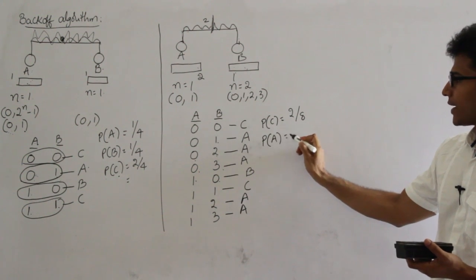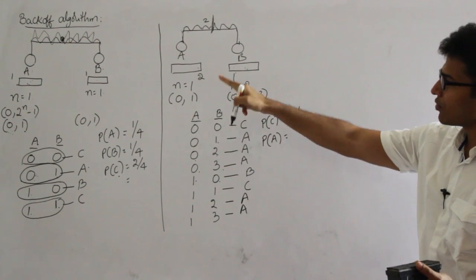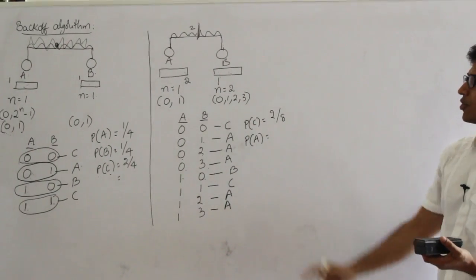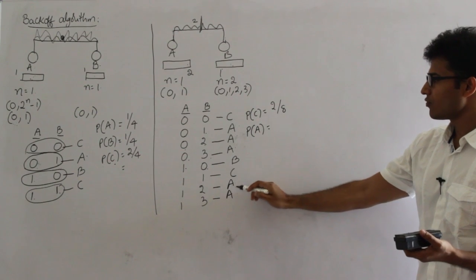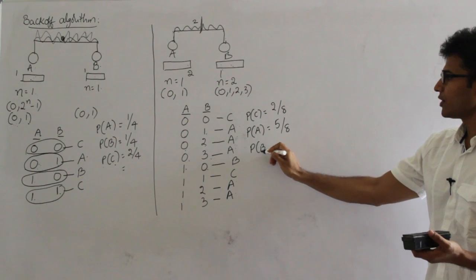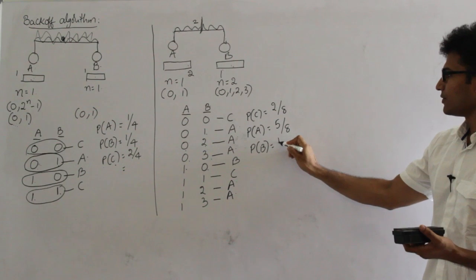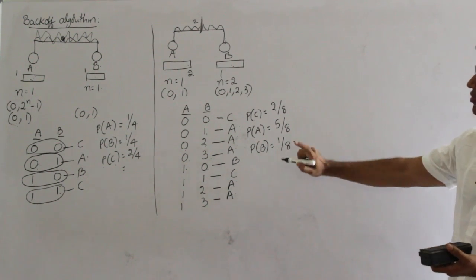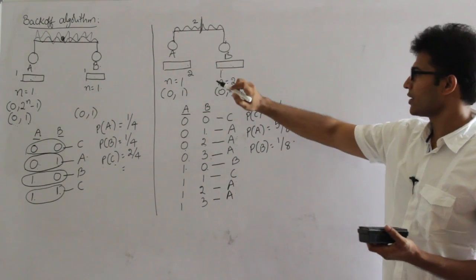Probability of A's winning. Again, this is conditional probability, it is not direct probability. Given that there is a collision the first time, and then A won the first collision, what is the probability for A's winning the next collision? It is 1, 2, 3, 4, 5, so 5 upon 8. And what is the probability for B's winning? Out of these 8 chances, B will win one time, which means 1 upon 8. So these are the conditional probabilities, right?